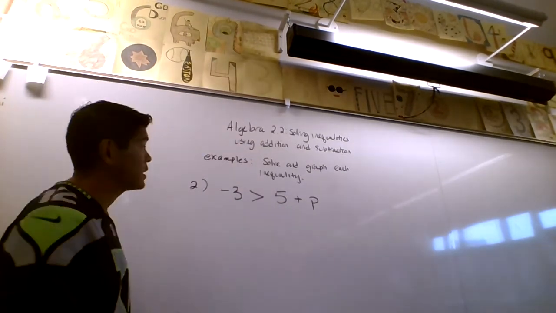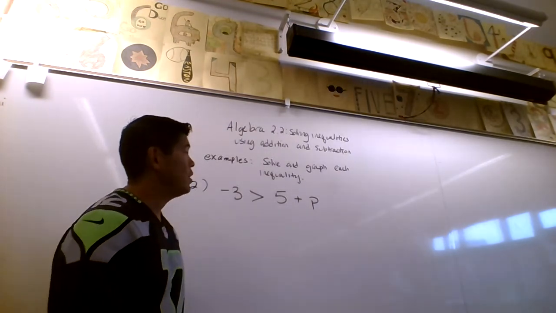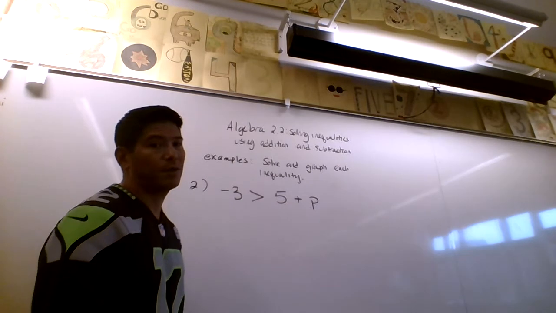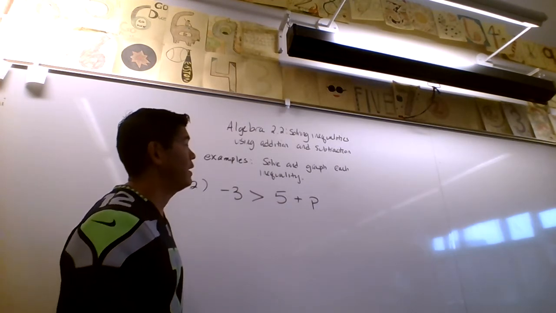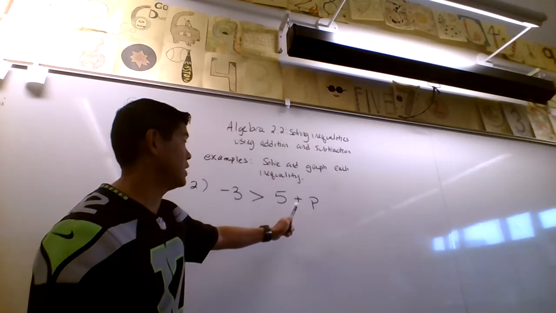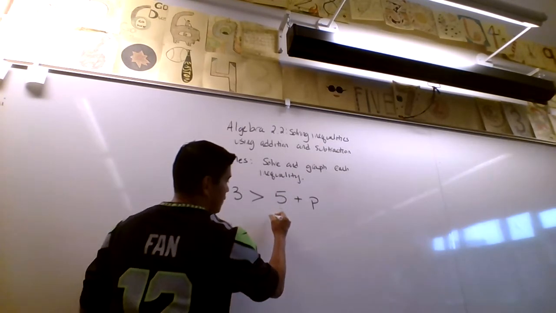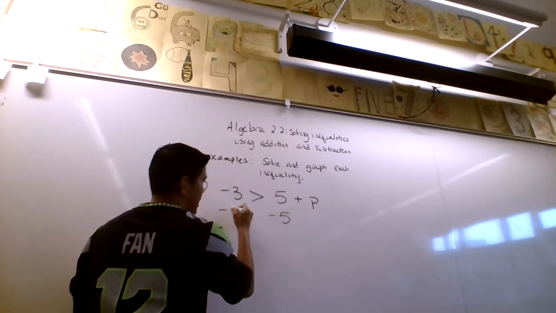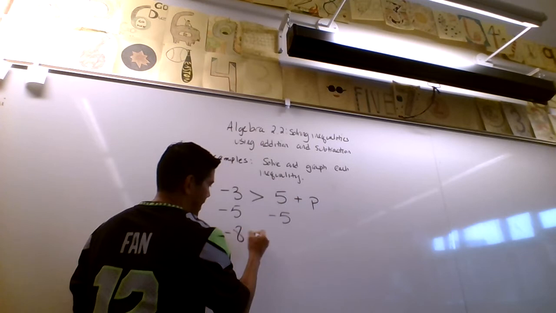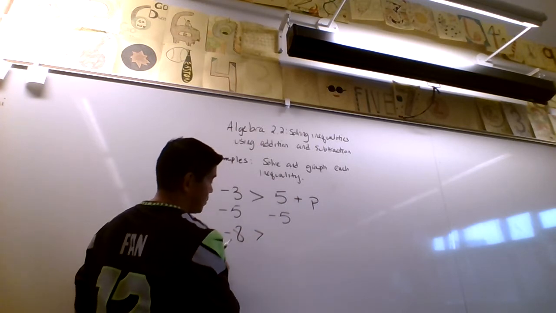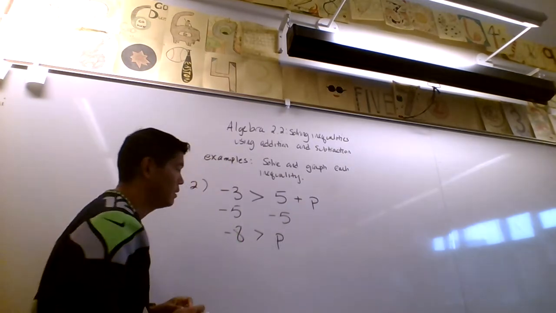Okay, for our second example here, I want to solve the inequality for p. If you notice, p, the variable, is on the right side of the inequality. So I'm actually going to put it on the left once we solve it. What's done to the variable here is 5 is being added to p. So the inverse or opposite operation is subtracting 5 from each side. Negative 3 minus 5 is negative 8. If I'm going from left to right, I read it as negative 8 is greater than p.